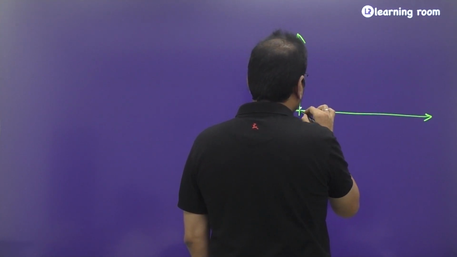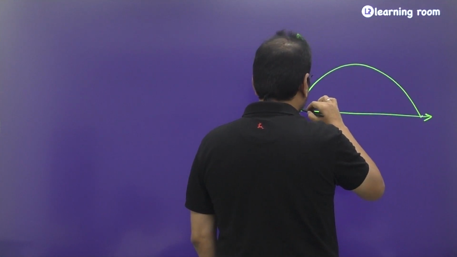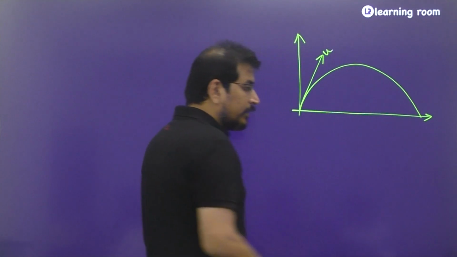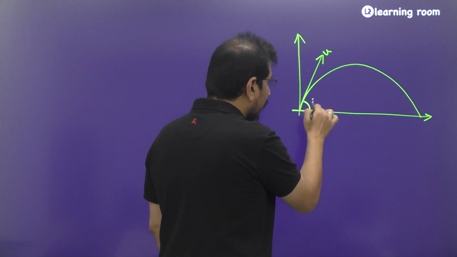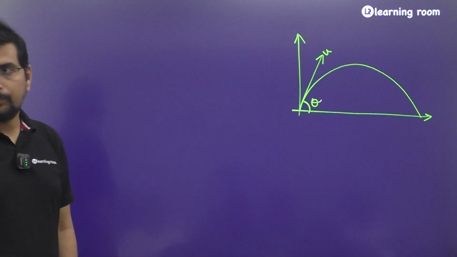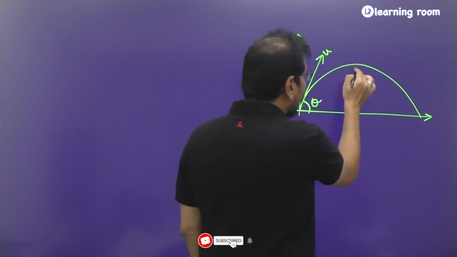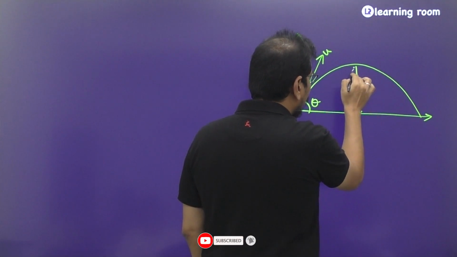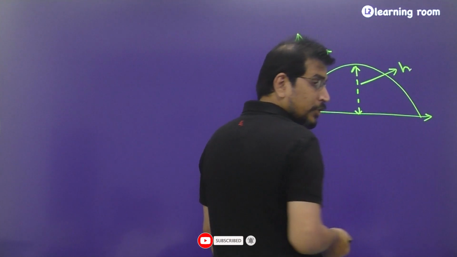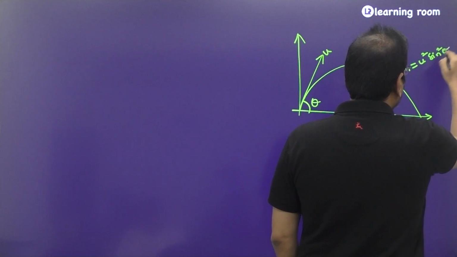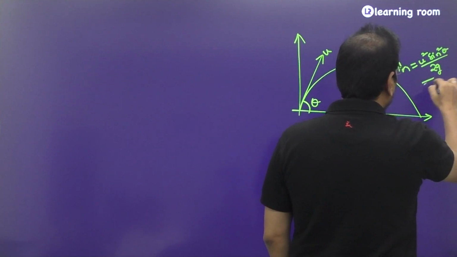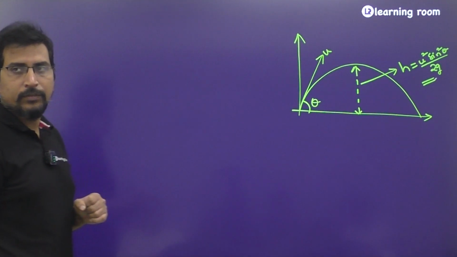When I take a projectile into consideration, let's say it is projected with initial velocity u, making an angle theta with respect to the horizon. It is going to reach a maximum height, which is given by the expression u square sin square theta divided by 2g. So how did we derive this?